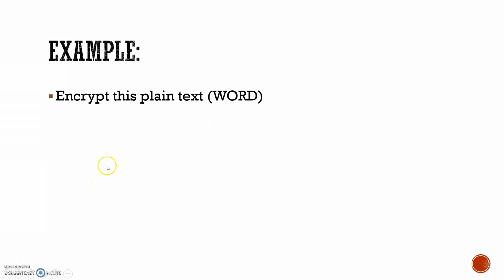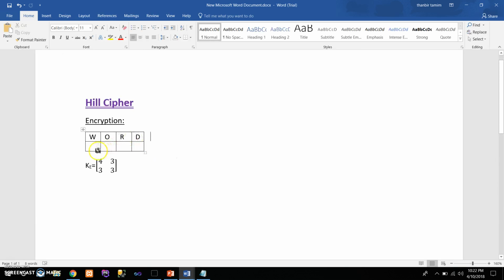And here we will do the encryption process by using this Hill Cipher algorithm. And here I will convert from this plain text to a cipher text. So my plain text is WORD. So now we are going to do this math. Our plain text is WORD, and by using this encryption key, we will convert this plain text to a cipher text.